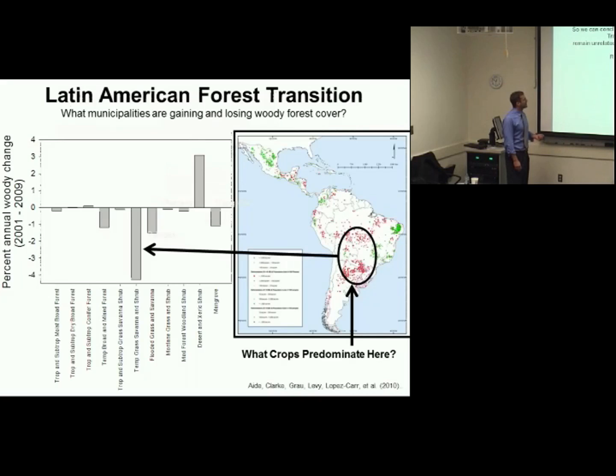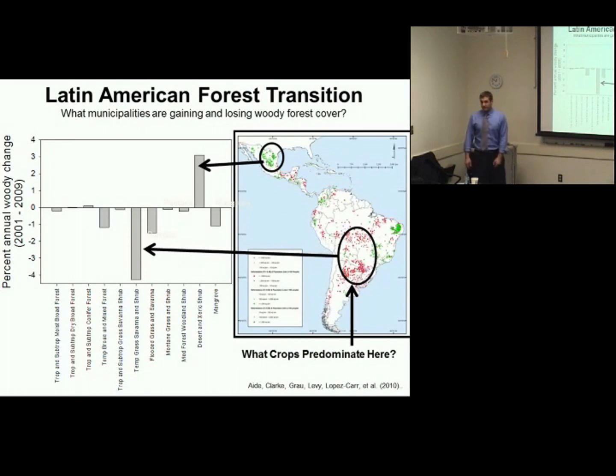We're skeptical. Is it really? Or what else is going on? So first of all, let's tease apart some of these patterns. In some places we have very high deforestation. We know what crops are predominant here. Any ideas? What's growing in these areas? Southern Brazil and northern Argentina, Paraguay. So soybeans for export, also cattle. Okay, what's going on there? Why is it getting greener?